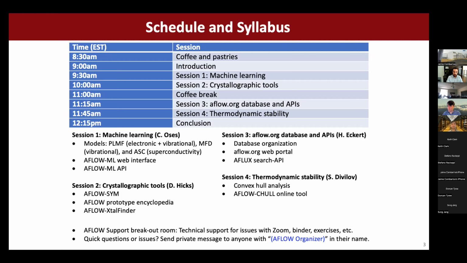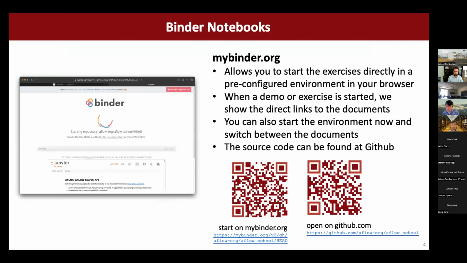So quick notes. We can organize, if we don't already have it, a breakout room for support. This is really more for the people on Zoom. If you have any issues with Zoom, Binder, exercises, I think the best way, especially for people here, is to just shoot a message to anyone with an AFLOW organizer under their name, any of the co-hosts. So if you have any problems here in the room, we also have Keith Clark, who's becoming an expert in AFLOW. He can help out. So if you have any questions, feel free to ask Keith anything on AFLOW or these associated exercises. All right, I'm going to pass it over to Hagen now.